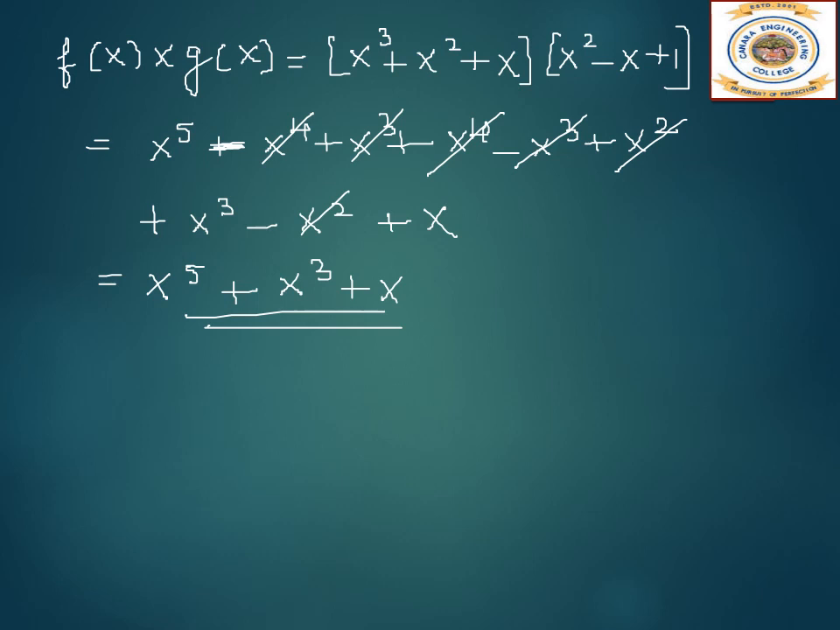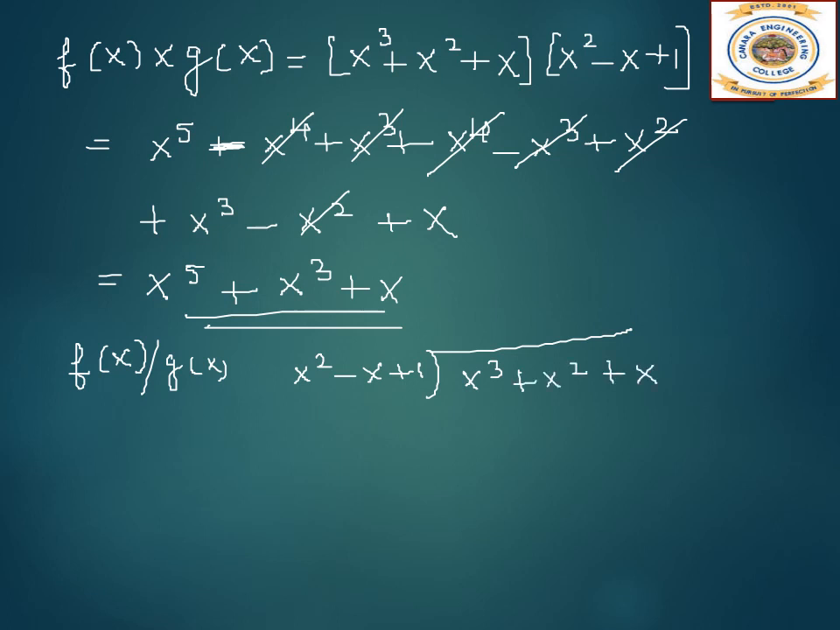Let us continue with the division. So we have to divide f of x by g of x. So here, we know that f of x is x cube plus x square plus x and g of x is x square minus x plus 1. So I'll write x square minus x plus 1, and here I will write the f of x, x cube plus x square plus x. So I need an x over here. So I can write this x cube minus x square plus x.